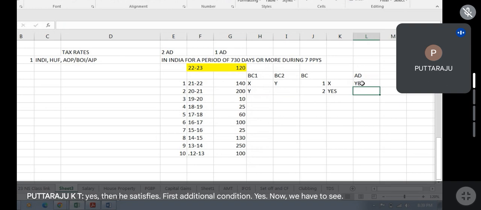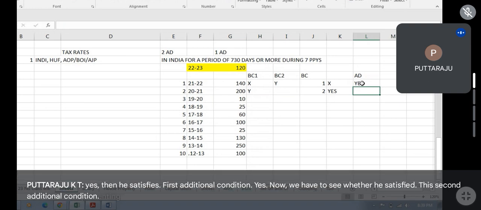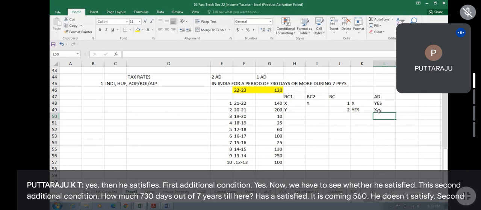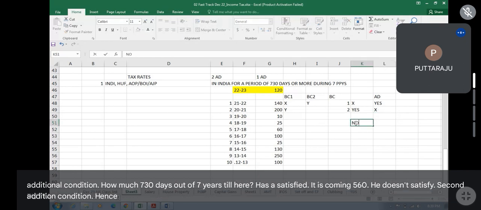Now we have to see whether he satisfies the second additional condition. How much? 730 days out of 7 years till here. As he satisfies, it is coming 560. He doesn't satisfy the second additional condition. Hence, he becomes NOR.